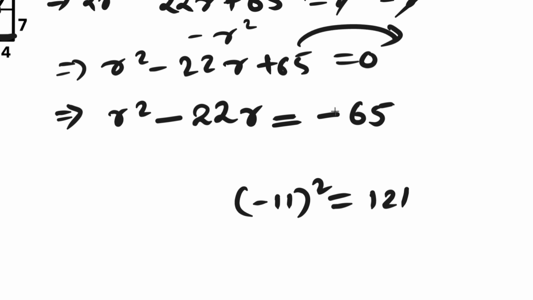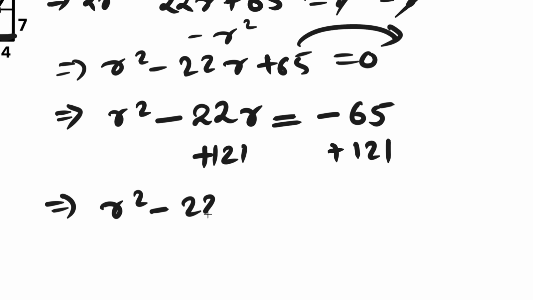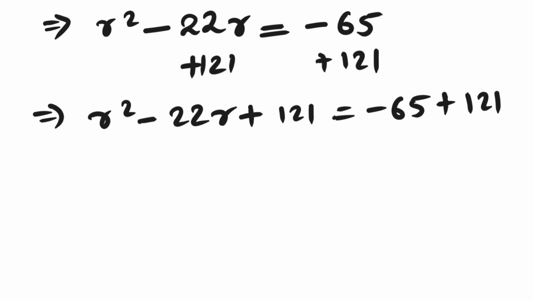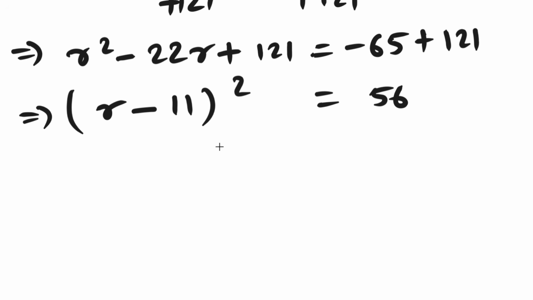Because we add 121 to one side, we must also add 121 to the other side to keep the equation balanced. So we have R squared minus 22R plus 121 equals negative 65 plus 121. The right side simplifies to 56. On the left, R squared minus 22R plus 121 forms a perfect square, so we can write the entire left side as (R minus 11) squared. Therefore, we have (R minus 11) squared equals 56.